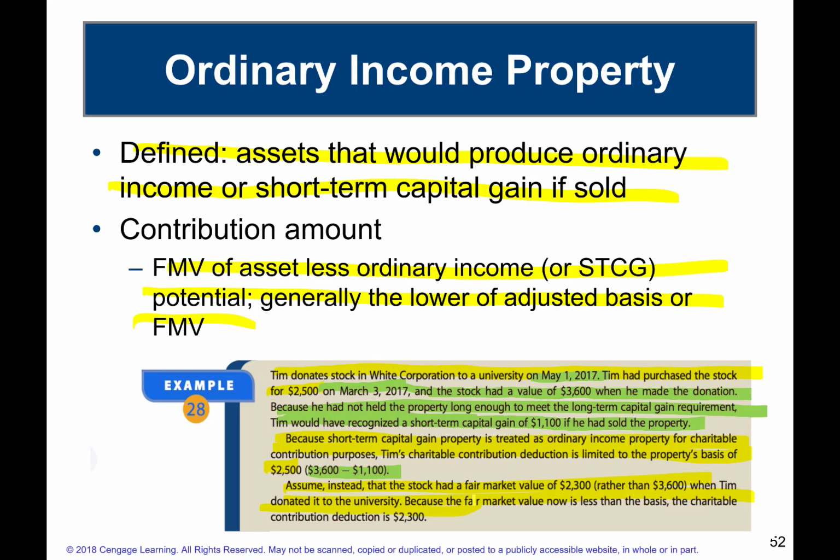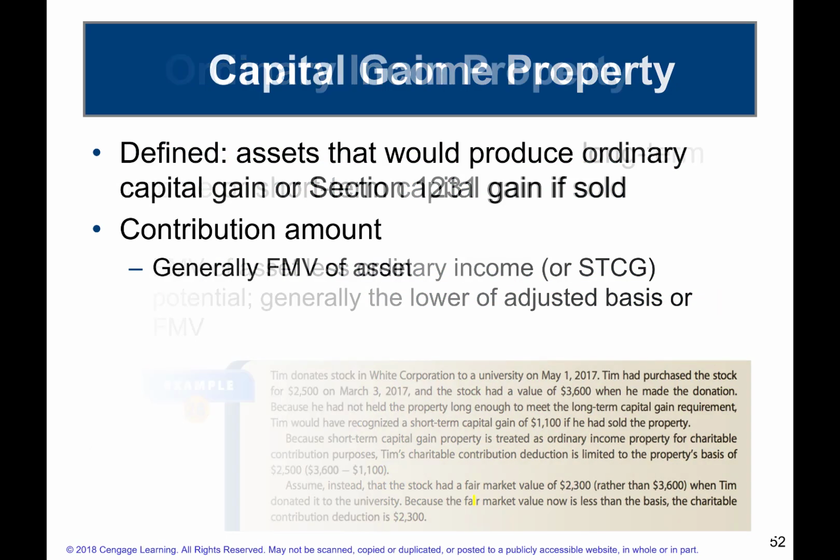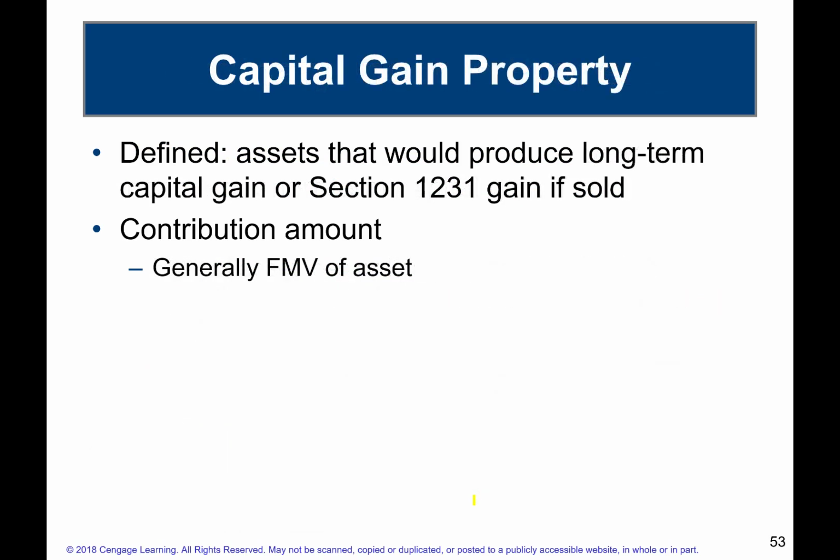Okay, so they're sort of limiting you there to your basis if it's ordinary income, short-term capital gain type property. Now, a better deal comes to you if we're talking about capital gain property. If it's capital gain property that we're talking about, and they talk about section 1231 type property, which is basically assets that are used in a trade or business fall under section 1231.